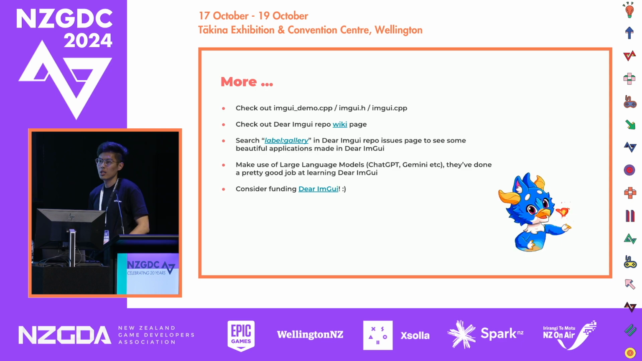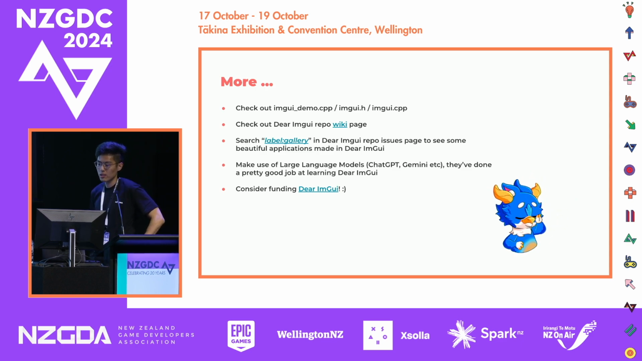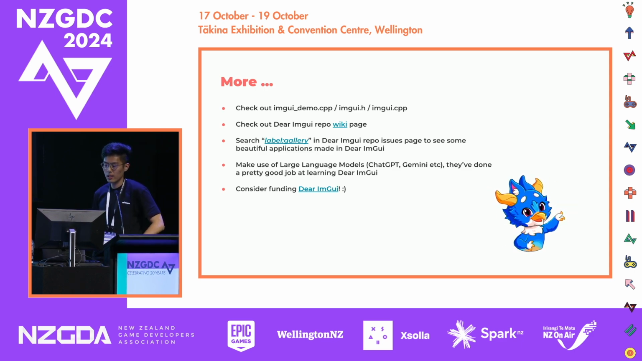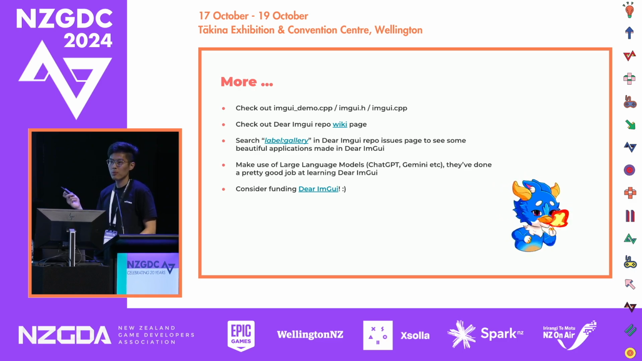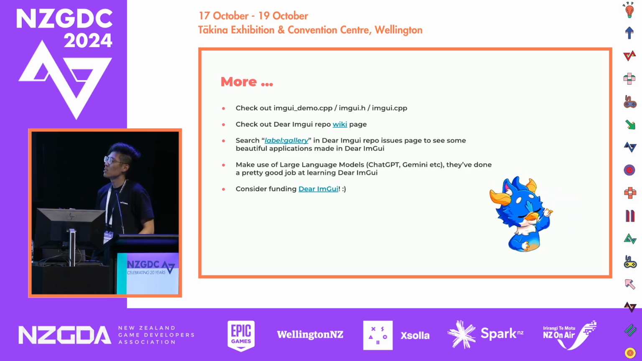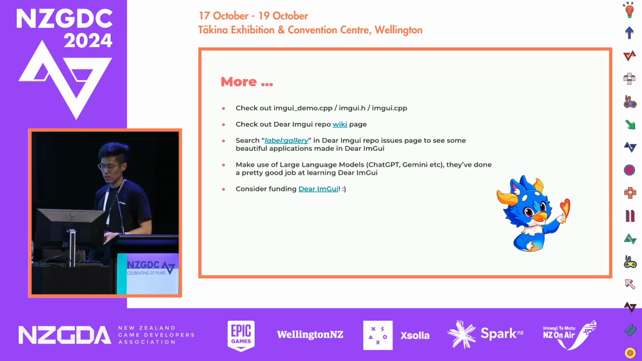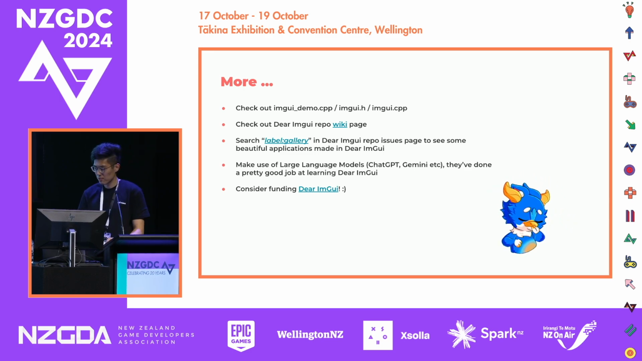And you should make use of ChatGPT or whatever AI you prefer, because they do a pretty good job. For example, the shape drawer that I did was purely made in ChatGPT. And consider supporting them. It's a free library. Super good. I like it.